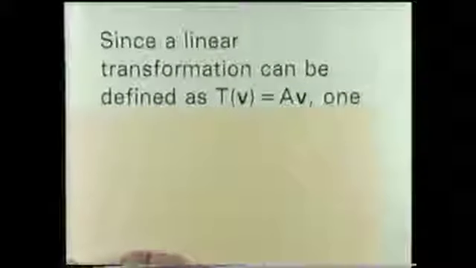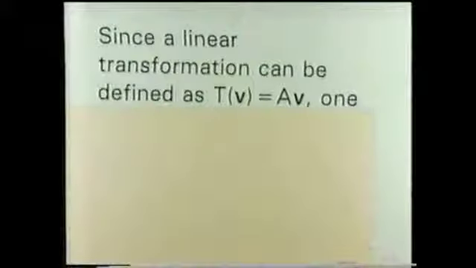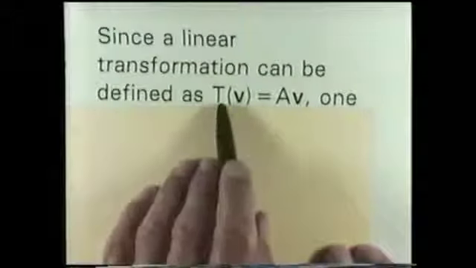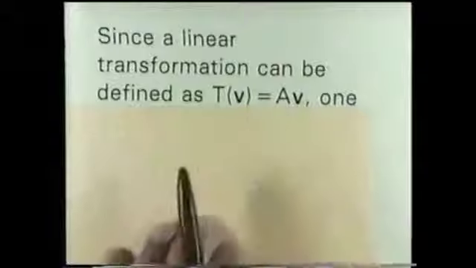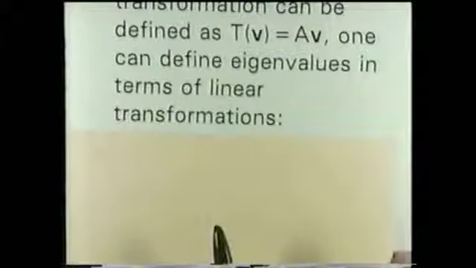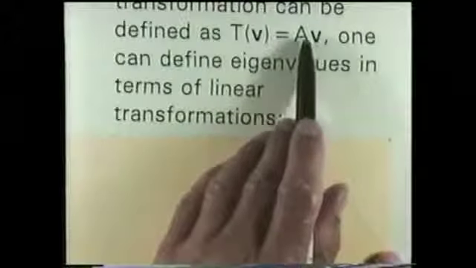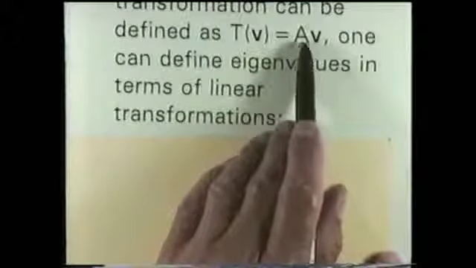Here's just some notation that I'm going to give you, because I will start using these things interchangeably. Since a linear transformation can be defined as Tv equals Av, one can define eigenvalues in terms of linear transformations. Because remember, you just have Tv equal to Av, and the eigenvalue lambda would equal lambda v.